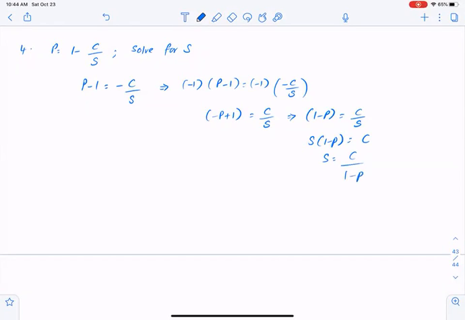I'll get the answer. Of course, I did that initial step of multiplying by negative so that I don't get any negatives in the final answer. But if you don't do it, you'd end up getting negative C divided by P minus 1 as the answer.